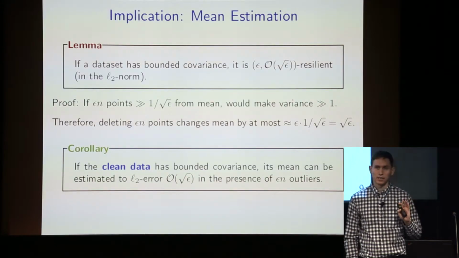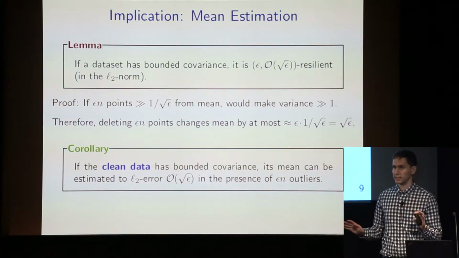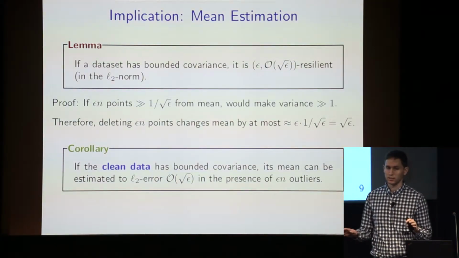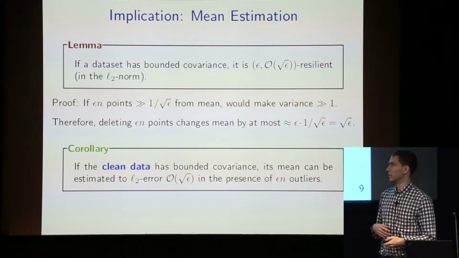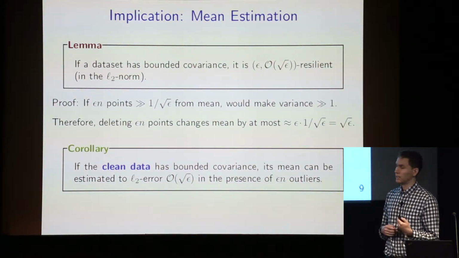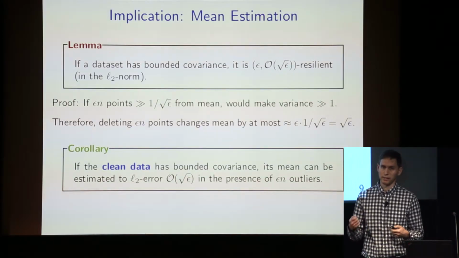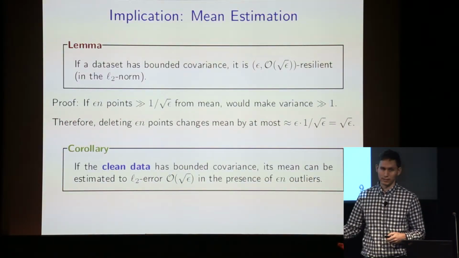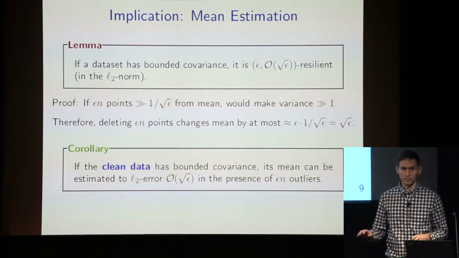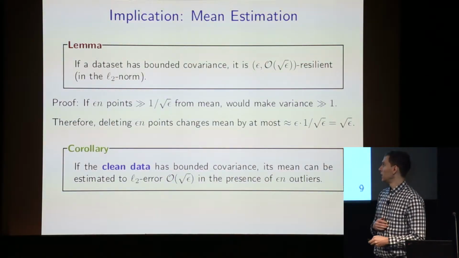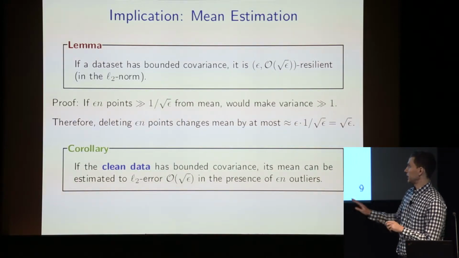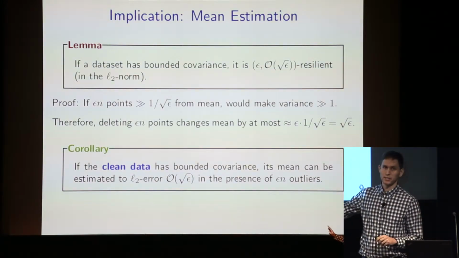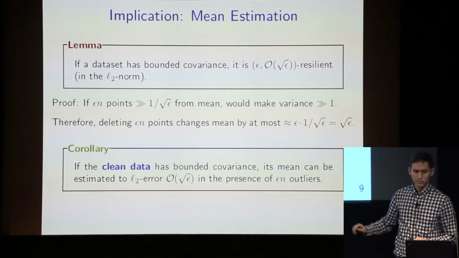And for now, I'm kind of glossing over finite sample bounds. So you can either think of this as if the empirical covariance of the data is bounded, or I've drawn enough samples from a distribution. And I'll briefly talk about finite sample bounds at the end, but only very briefly. I also just want to stress again, this isn't necessarily an efficient algorithm. This is just an information theoretic result.